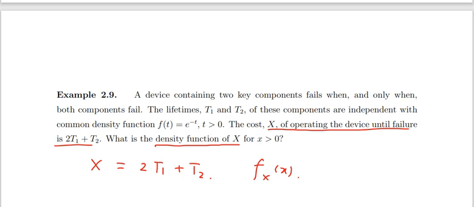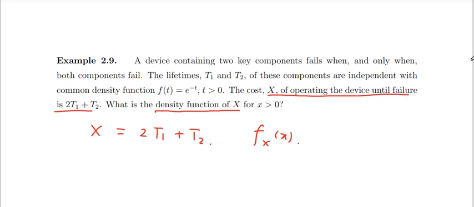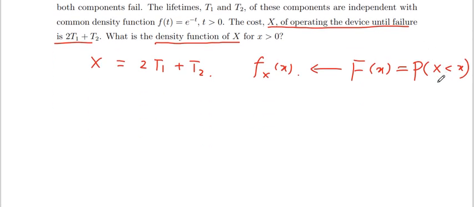So for such a problem, we can find the cumulative function first, then use the derivative, because in this case all the functions are continuous or differentiable. Okay, so at first we find this F_x. This cumulative function is just the probability that X is less than x. So we find this probability.